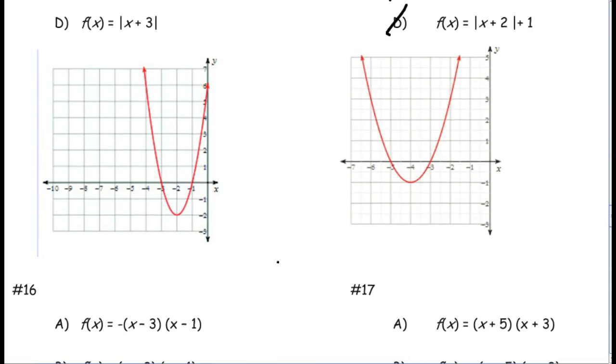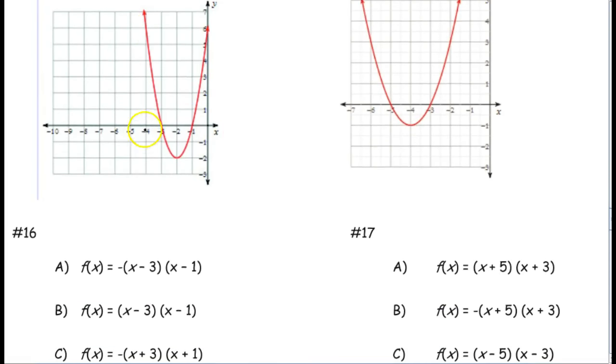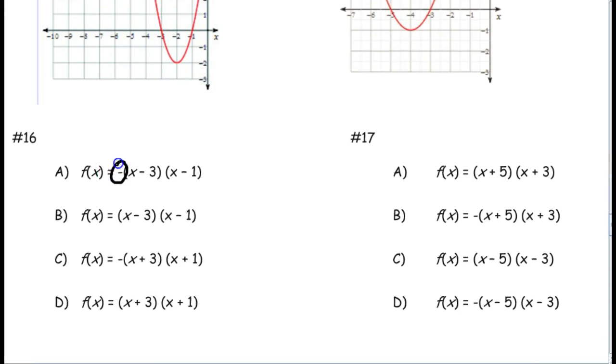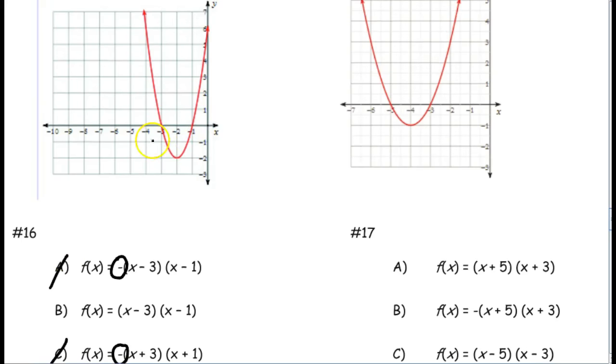Okay. Same idea. Oh no, these are roots. Okay, so we're doing some roots here. Opening up, so it's going to be a positive A. So you can see there's some negatives here. So that can't be it. Those both open down. No and no. Right, you see the roots here. See, it's -3 and -1, so it's going to be opposite signs. Right, so it's going to be x plus 3 and x plus 1.